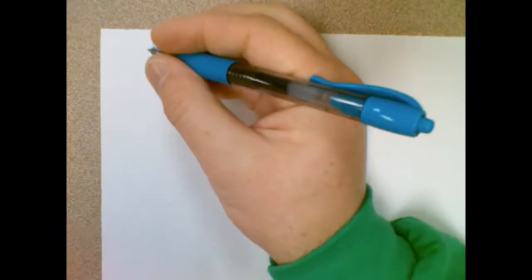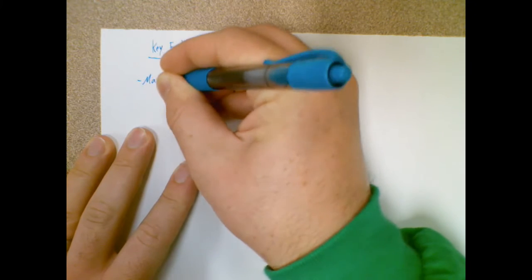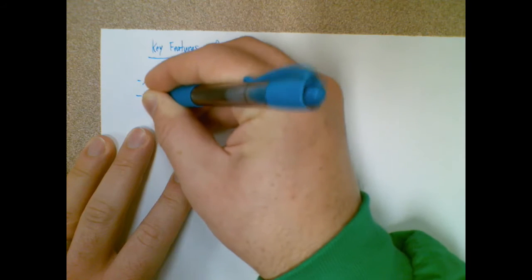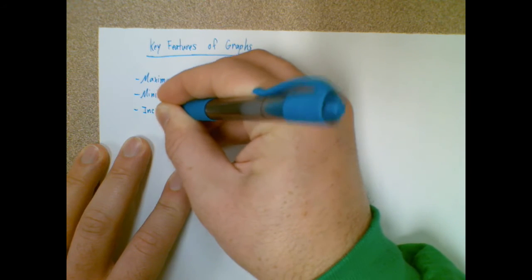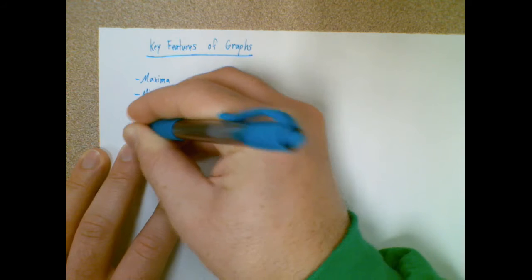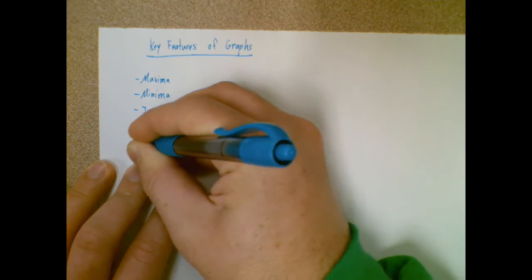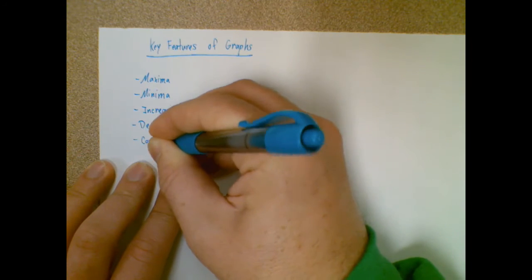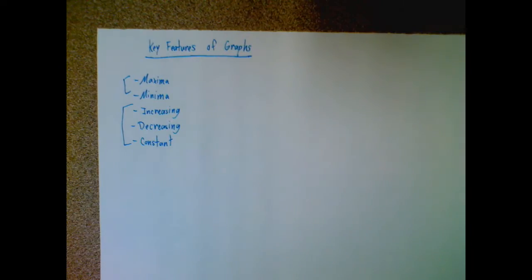So we're going to be looking at maxima, minima, and when graphs are increasing, decreasing, or constant. Okay. So this is kind of broken up into two different groups here. So we're going to talk about each of them in turn.